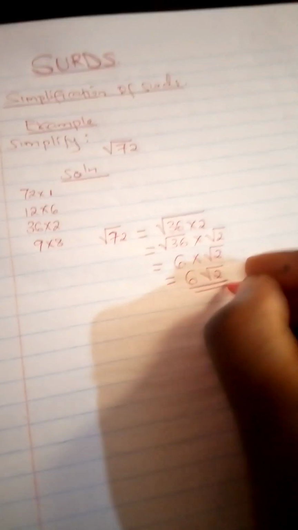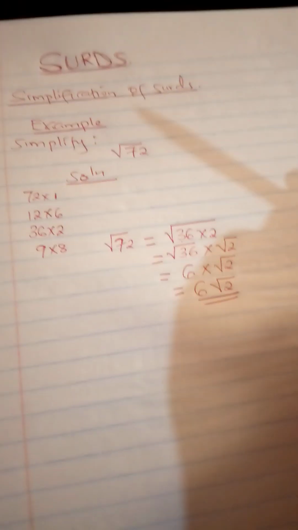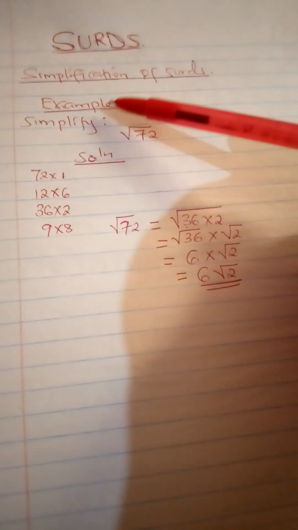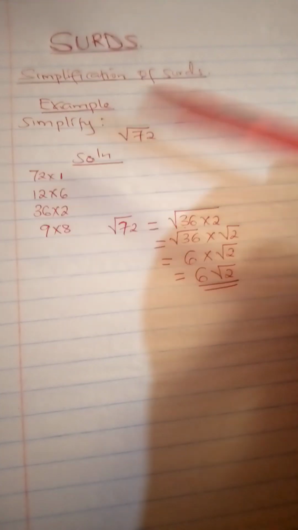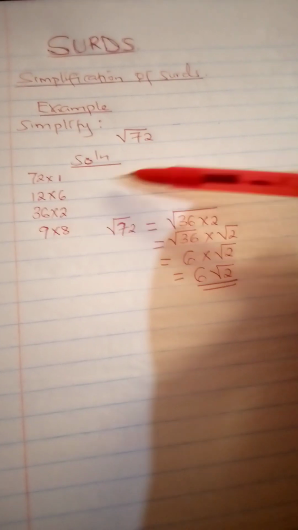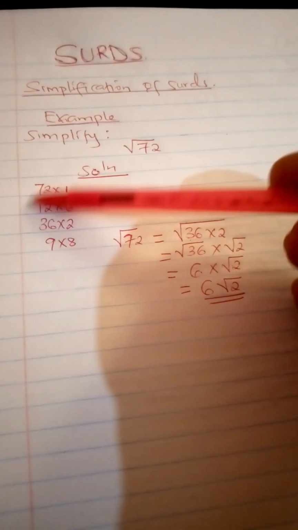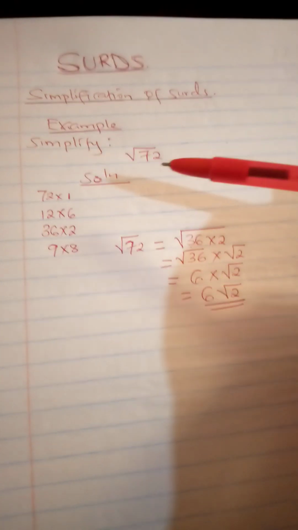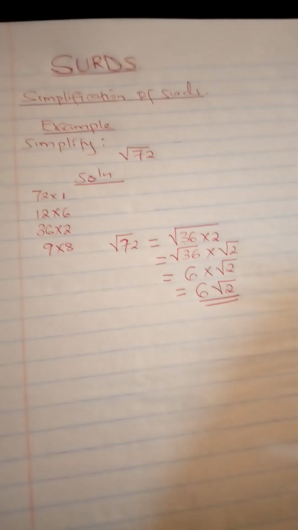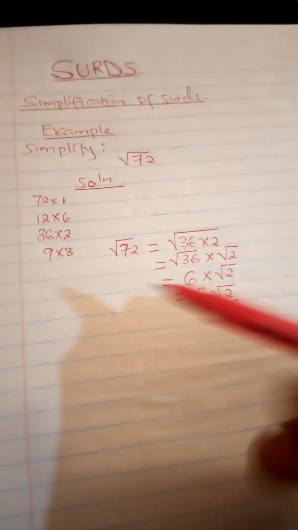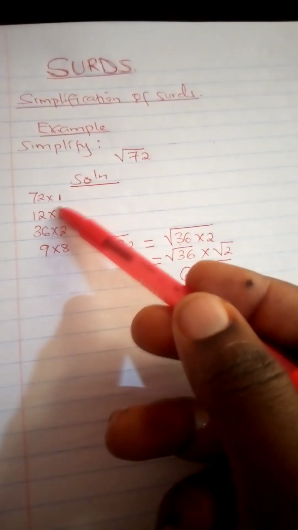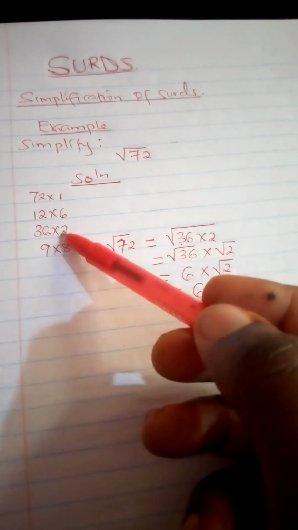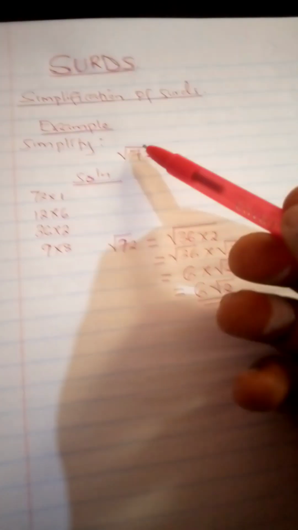So this is how we simplify numbers in surds, if you are given a surd number and are required to simplify. For example, this is a single surd, root 72. This is the step that we take. You look for two numbers that, when you multiply them, you get 72. We found that the two numbers we can multiply are 72 times 1, 12 times 6, 36 times 2, and 9 times 8. All these numbers give you 72.